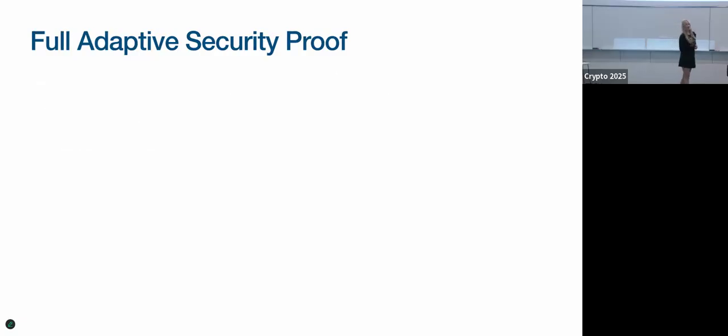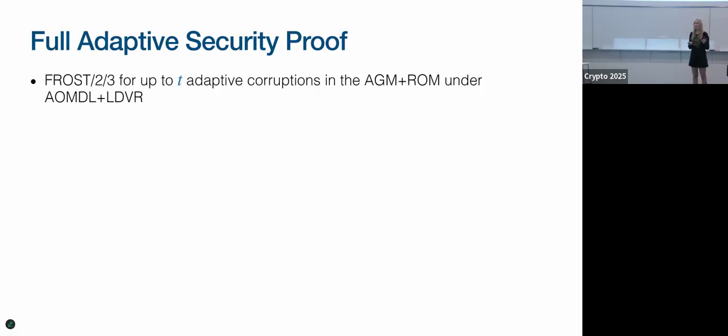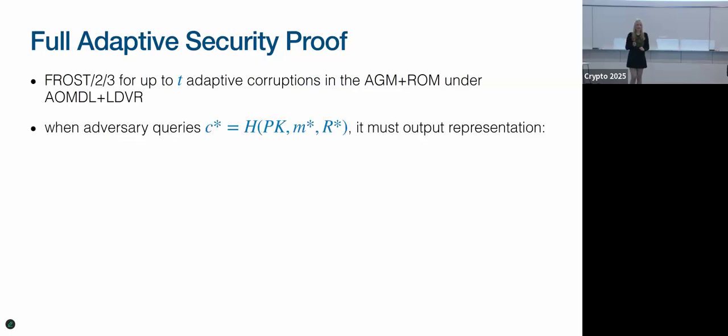But what I'd like to highlight more is how LDVR appears in the full adaptive security proof. So again, we prove all three variants of Frost for up to a full T adaptive corruptions in the algebraic group model and random oracle model under AOMDL and our new assumption LDVR. So the main idea of this proof is that the adversary will output some forgery, R star, Z star, and at some point it will query the random oracle for the value C star. So it will query for this hash of the public key, the forged message, and the forged nonce R star.